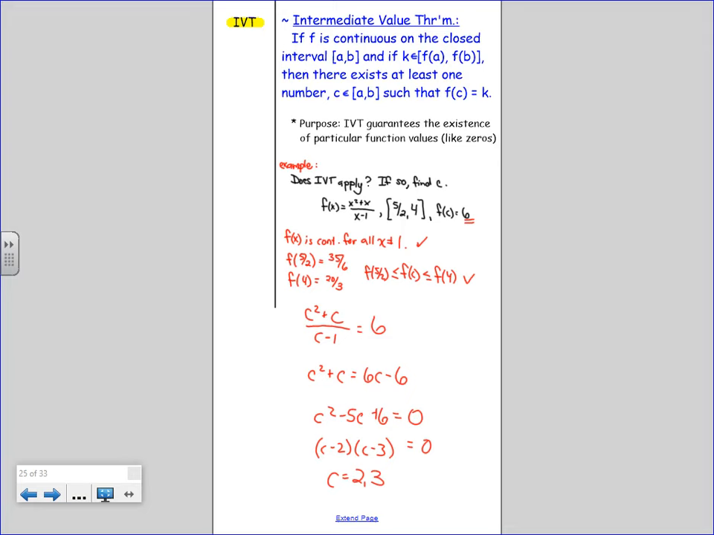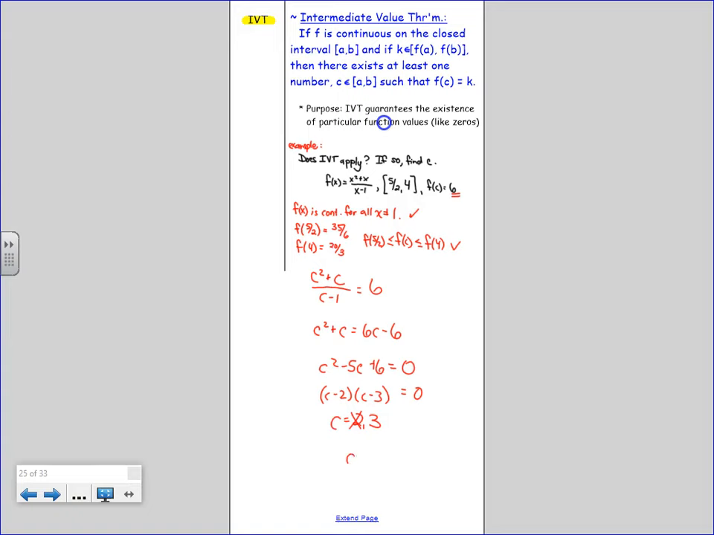That's not necessarily wrong, but there's at least one number, so we have to check. Are both of them guaranteed? No. Which one's not? 2. Yeah, because 2 is not within a to b, so the only guaranteed one would be c equals 3. They both make the same y value, but the only one that fits the conclusion of the IVT is 3.